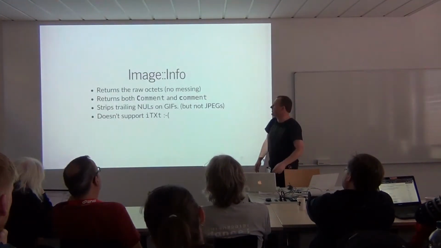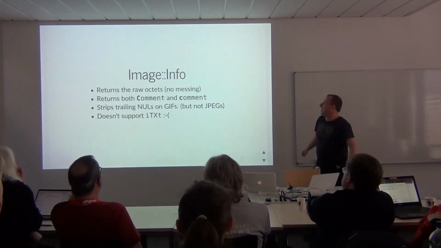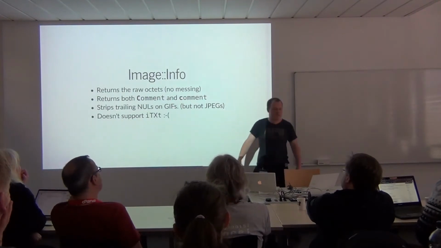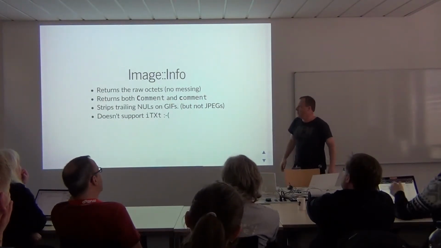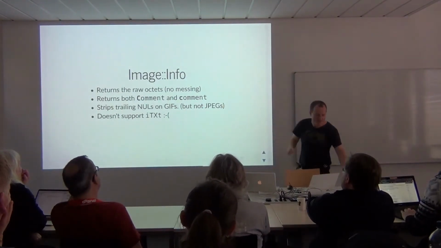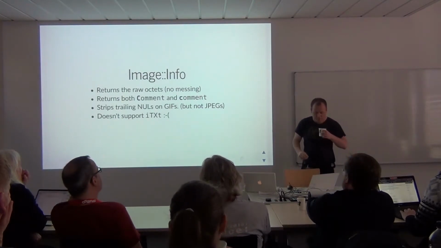Let's go off and try ImageInfo. It returns me the raw octets. Cool, no messing. It returns everything, so it returns both comments and non-conformant comments, and I can decide which one to take. Just to be inconsistent, it strips nulls on GIFs, but not JPEGs. Yay, we're winning here, except it doesn't support iText. Bother.